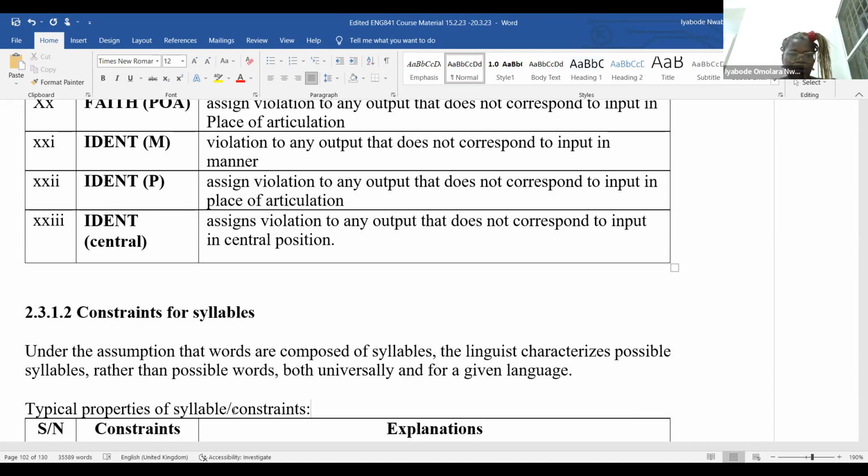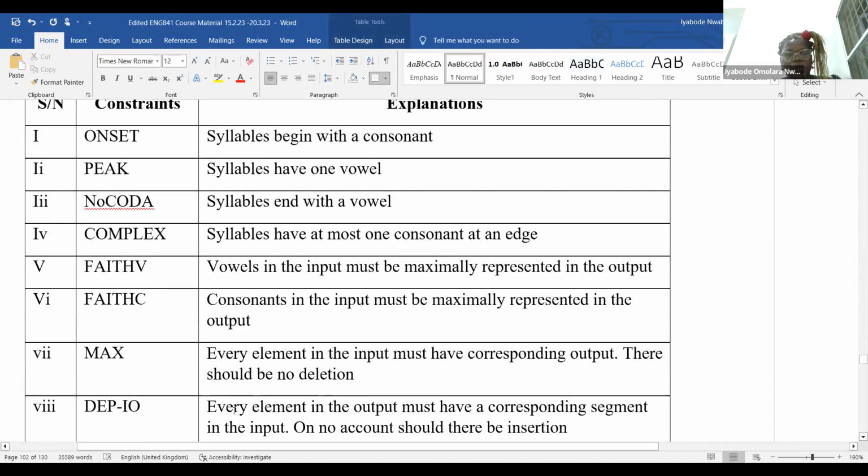Then you have constraints of syllables. We have the onset: syllables begin with a consonant. So the constraint is that the syllable must begin with a consonant. That's what makes it an onset anyway. We are going to see that as we go along. Then peak: syllables have one vowel.